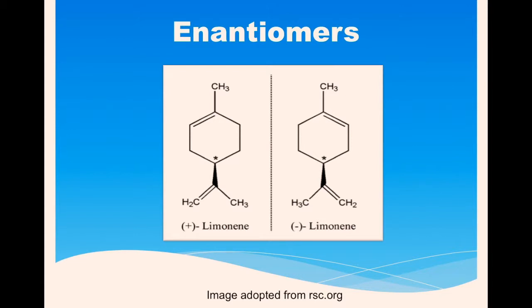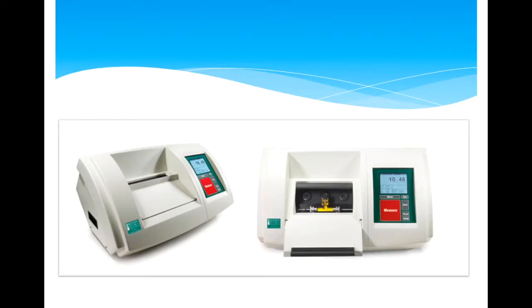Enantiomers are structures that are mirror images and non-superimposable. They have identical physical properties such as solubility, boiling point, melting point, IR spectra, and NMR spectra, except for chiral interactions and optical rotation. Therefore, in order to distinguish between the two enantiomers of the compound, we have to measure their optical rotation using polarimetry.